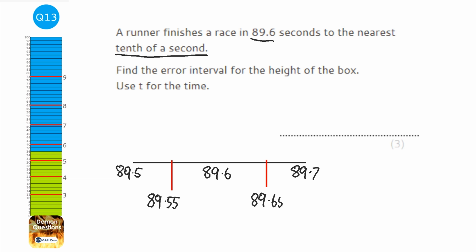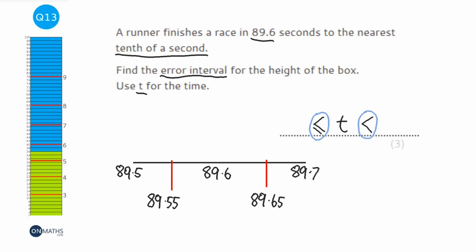89.65. Now it says it wants it as an error interval and use t for the time. So we put t in the middle, then we put the greater than sign on the left hand side, and then just the normal inequality on the right hand side. Now these two signs here will always be the same. Okay, so when you're asked to do an error interval, it's that way around. So we're going to do our 89.55 on the left hand side and 89.65 on the right hand side.